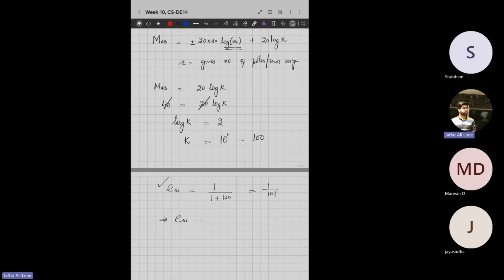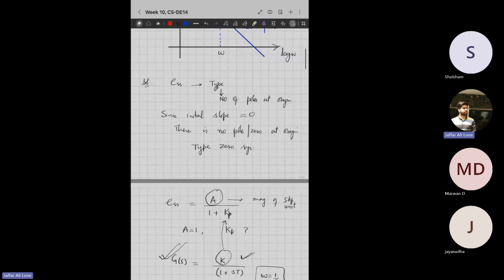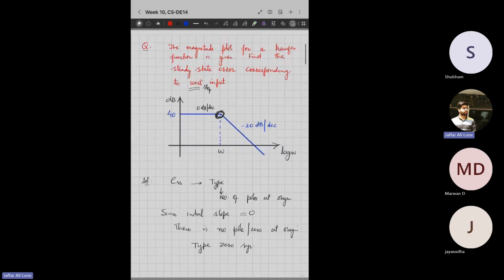So I'll again repeat what is in this question, because you have some similar questions in your assignment. So basically, you are given a Bode magnitude plot, and you are asked to find the steady state error. The first thing you have to identify from this Bode plot is the type of the transfer function. So first of all, you should be able to find the transfer function from this Bode plot, or no need to find the exact transfer function. At least you should get an idea of the number of poles at the origin, which is basically given by the initial slope. So the initial slope determines the type of the system.